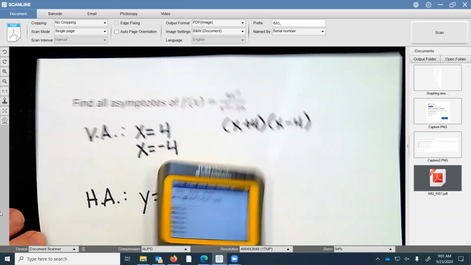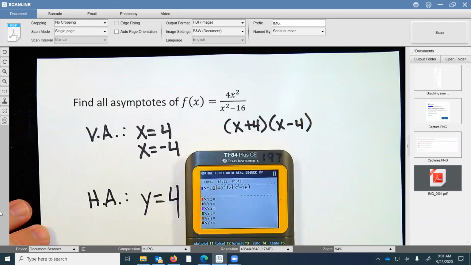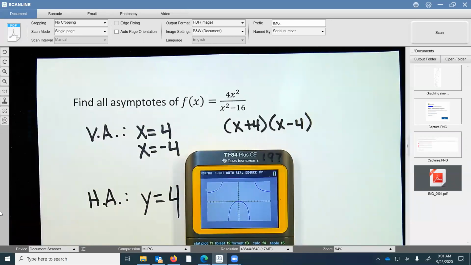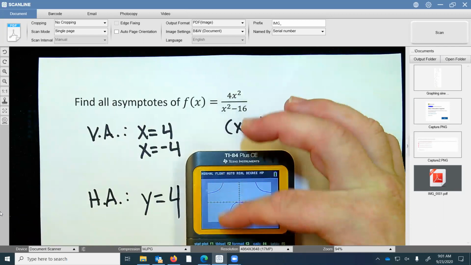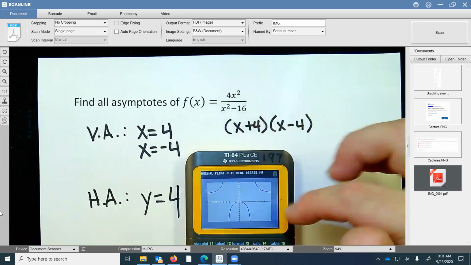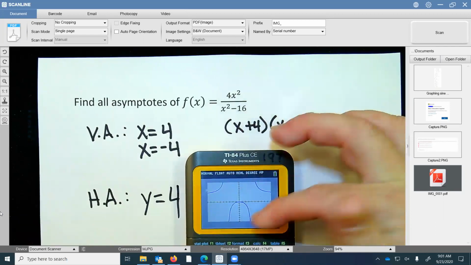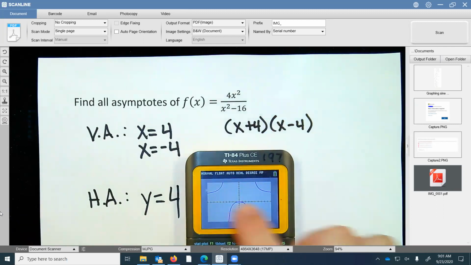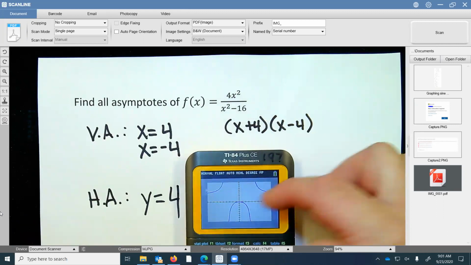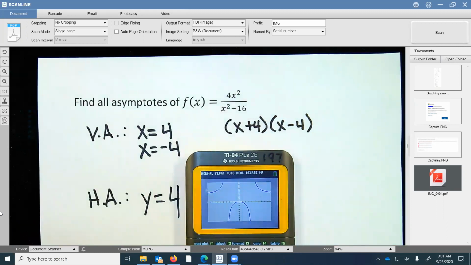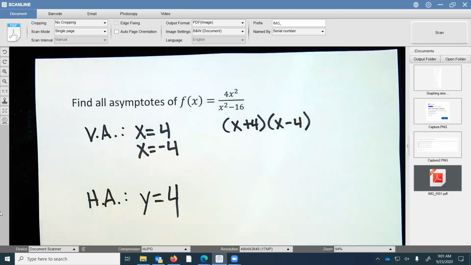If I go ahead and graph this one, just to check, I get this kind of funky graph. And you can see that there appears to be something going on right here at -4. There's a vertical one. Something there at 4, that's a vertical one. And then at either end, it's approaching some value, which does look to be right at about 4. So I can be pretty happy with that one.